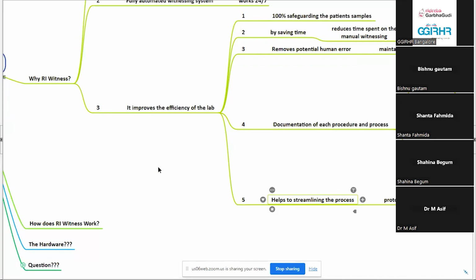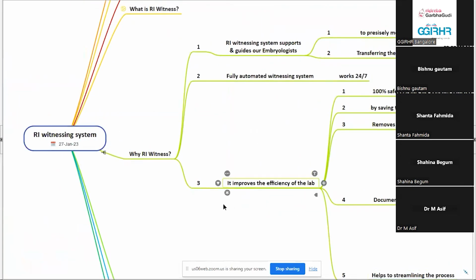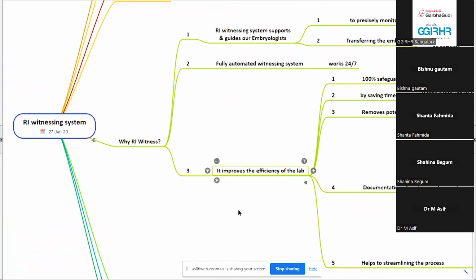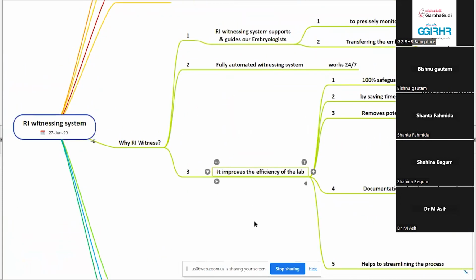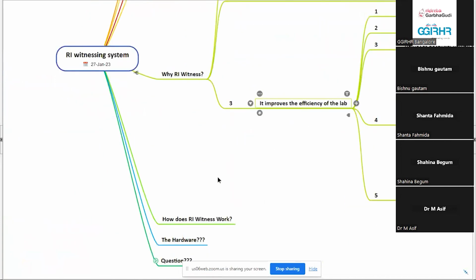Okay, so these are the things you need to know, because in case they ask in an exam, why do we use the RI witness system? These are the following reasons. There are many reasons; I have just listed only 3 reasons. Okay, so this is the thing.